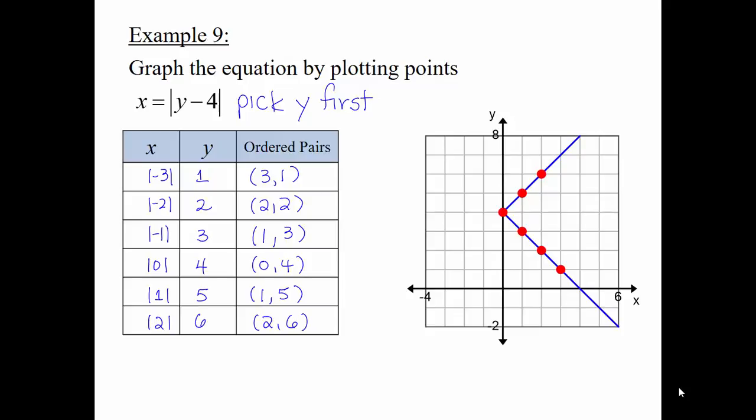And so normally y equals an absolute value is an upward pointing v. Since it's x equals, it's a sideways pointing v.